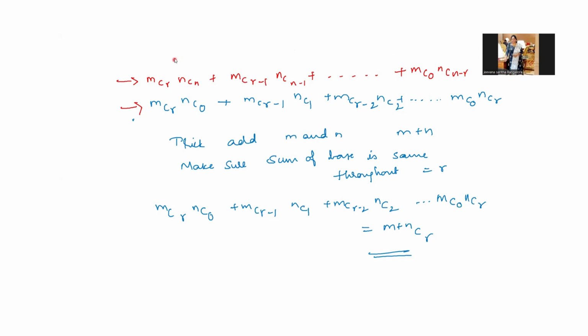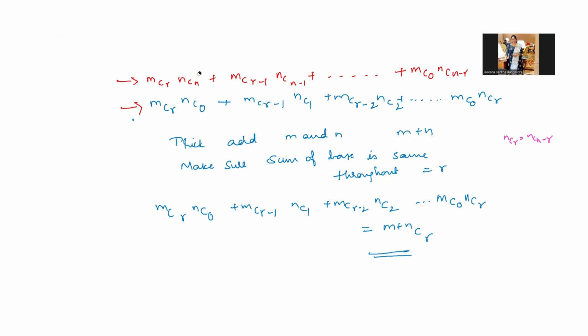Generally, we see series questions in binomial theorem, which are a combination of two binomial coefficients like mCr nC0 plus mC(r-1) nC1 up to mC0 nCr. If you look at these two, the bases for both m and n are decreasing by 1. A small rearrangement can be made here by applying the property nCr is equal to nC(n-r), so writing this nCn as nC0, and nC(n-1) as nC1.